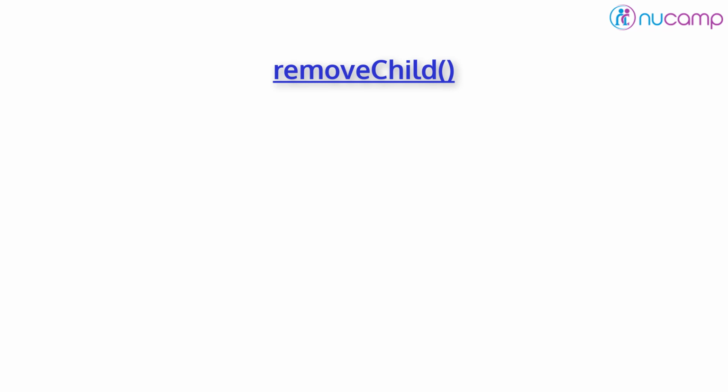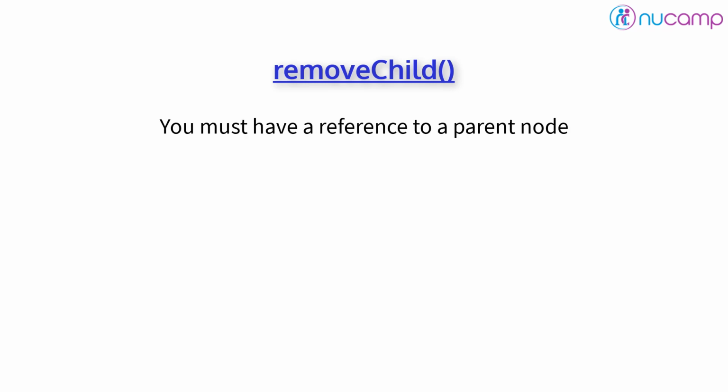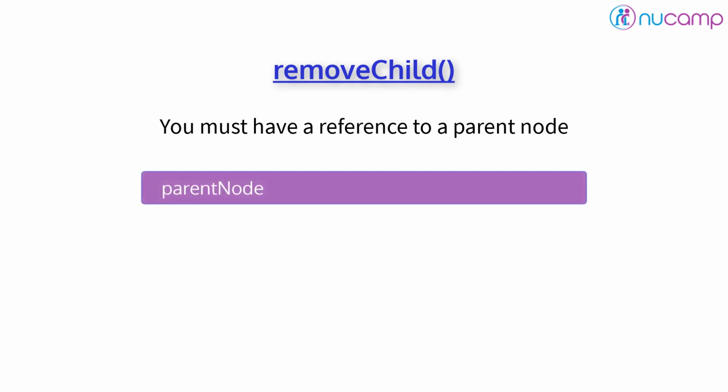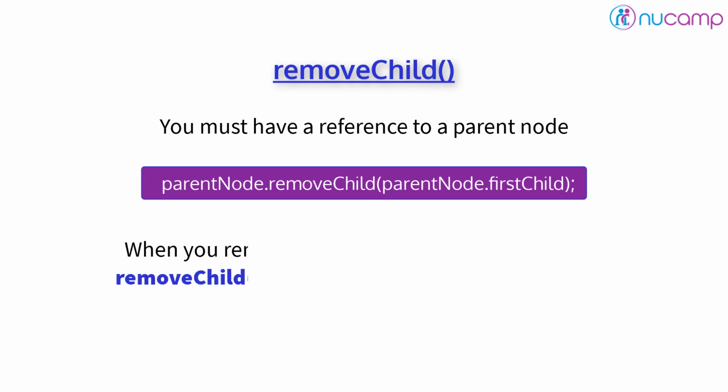For removeChild, you need a reference to a parent node. Let's say that we had one stored in a variable called parentNode. Then we use removeChild on that node. This method requires an argument of the specific child for the parent to remove, such as parentNode.firstChild.